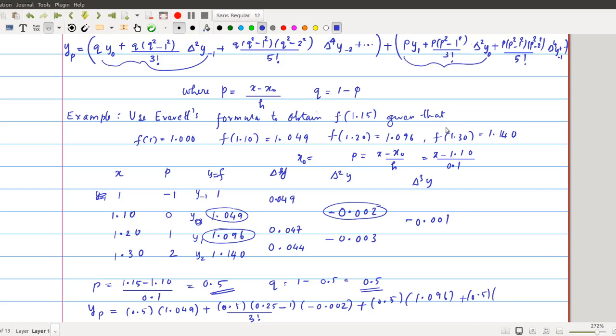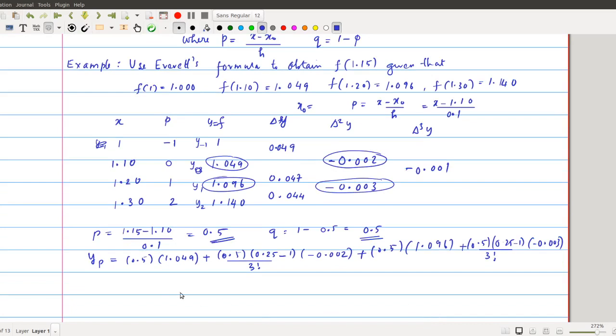p times p square minus 1 square, that is again 0.25 minus 1 divided by 3 factorial into delta square y naught. What is delta square y naught? This is delta y naught, and this is our delta square y naught. Okay, so we choose this one. Delta square y naught is minus 0.003. So we take only this much terms and simplify this.